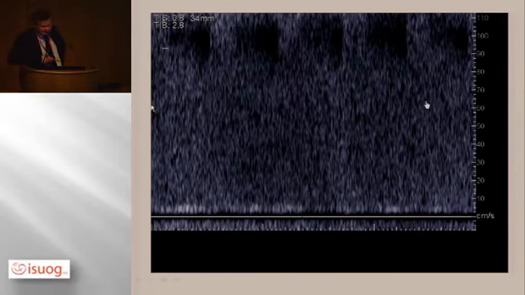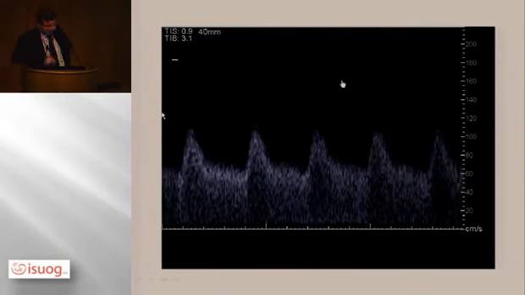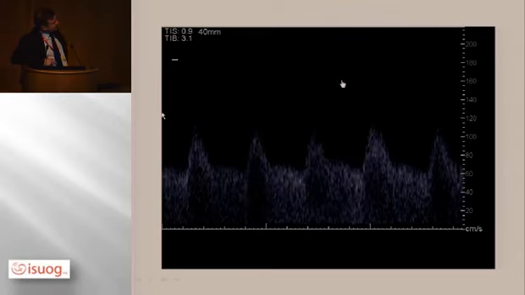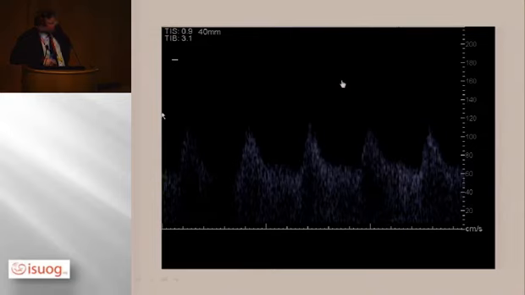And of course the velocity scale here is actually too low. So we can see all the diastolic flow, but we've lost all the systolic peaks. So the thing to do here is to raise the scale further, and then suddenly the waveform will come down and flatten. And I'd say this is probably a reasonably good image of uterine artery Doppler, where we're filling much of the screen with the waveform.